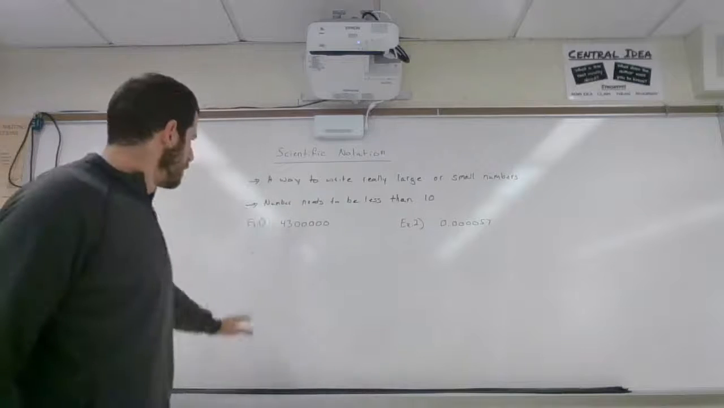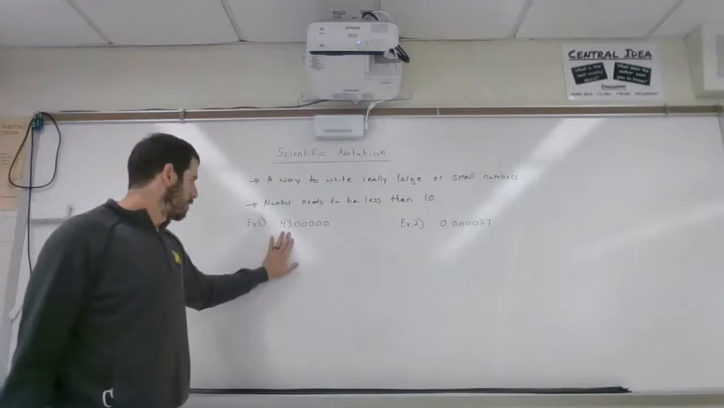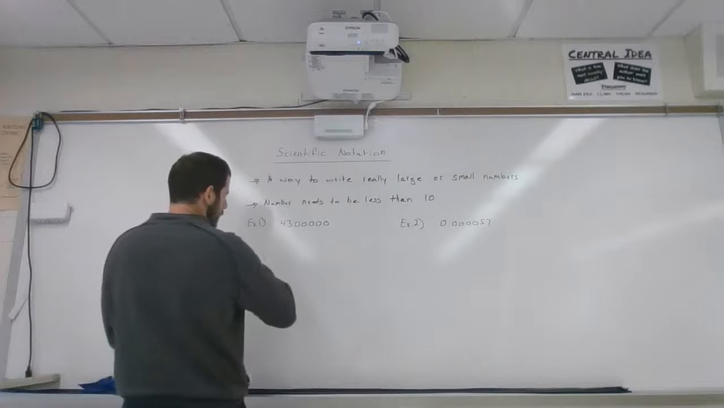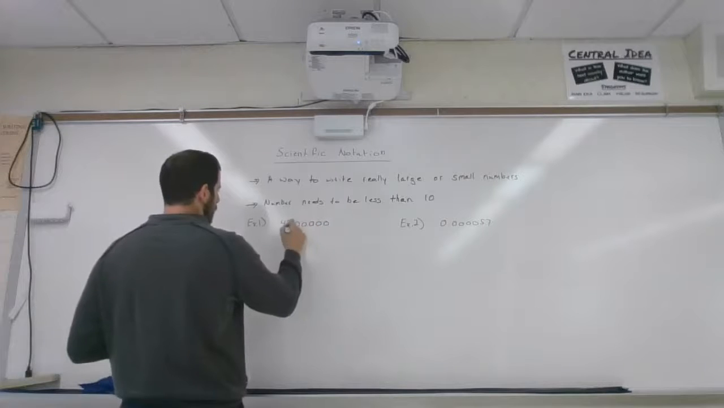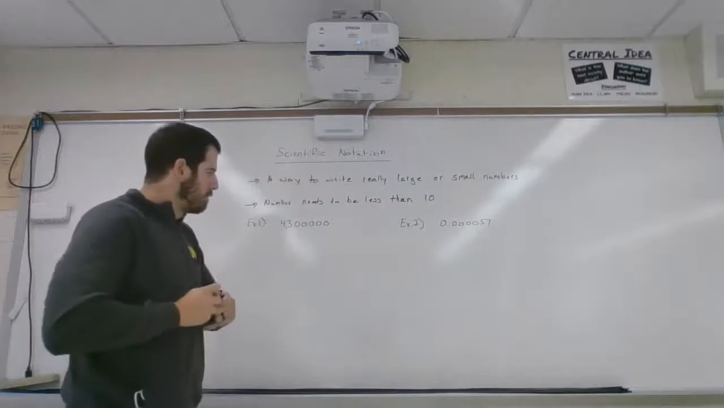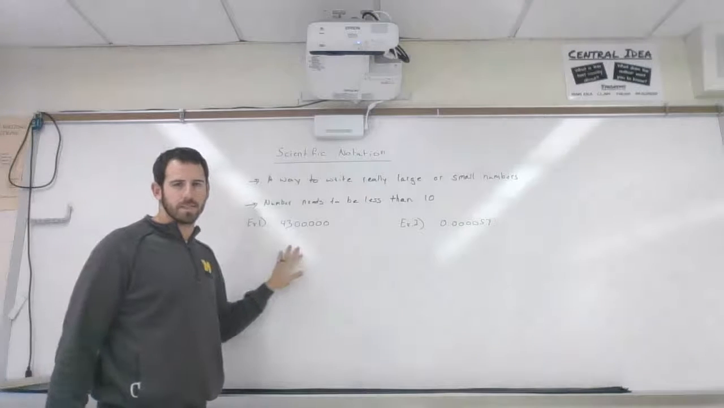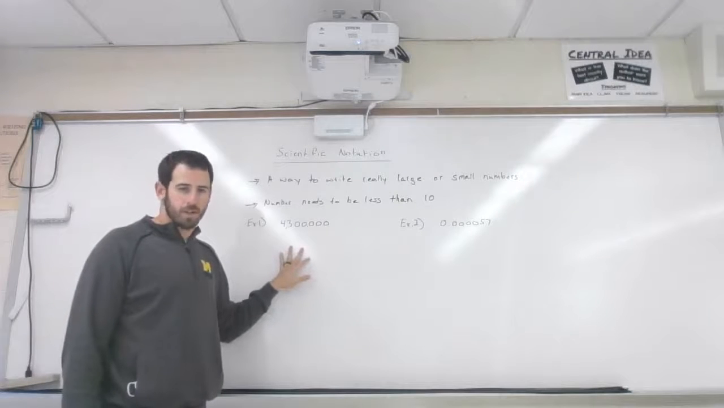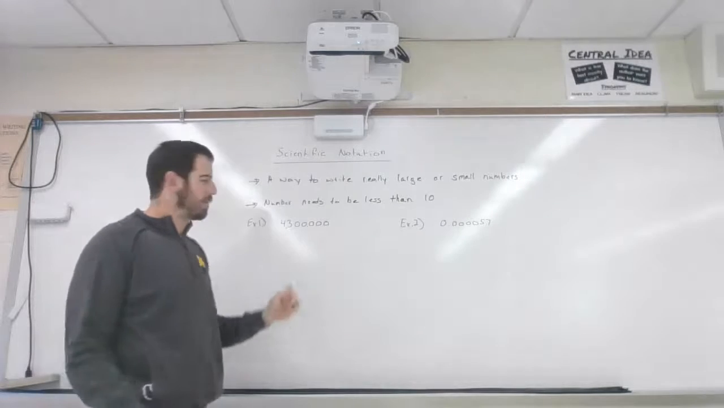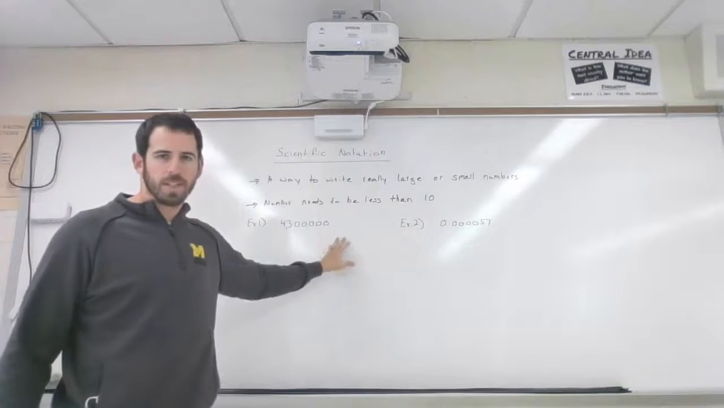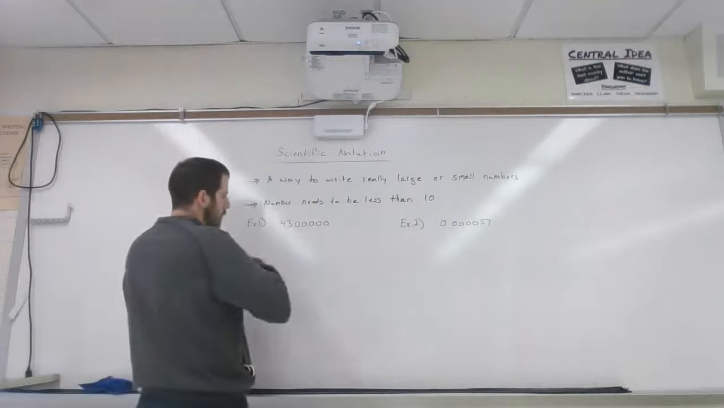Example 1. We have a large number. I could put my commas in, and you notice it's 4,300,000. Okay, we need to write this number in scientific notation. The first thing we start with is, where is our decimal? Well, if it's just a giant whole number, the decimal's at the very end. So we're going to put that decimal in.